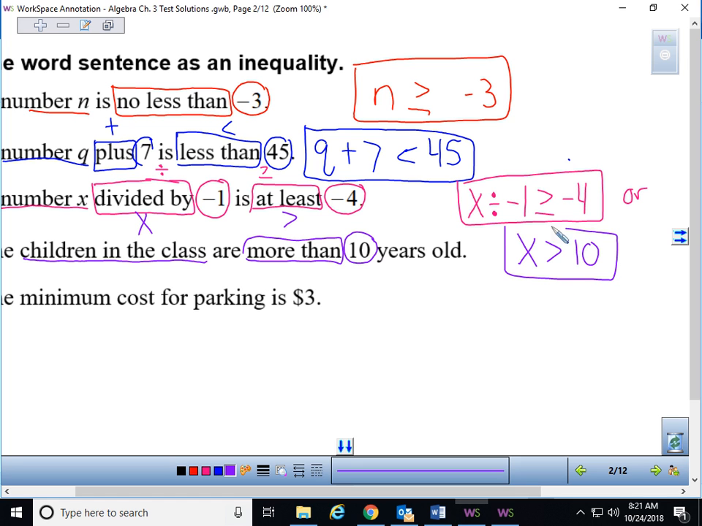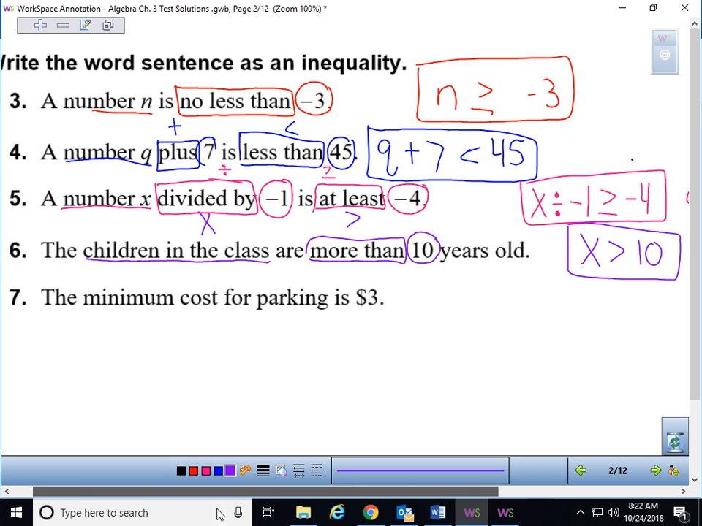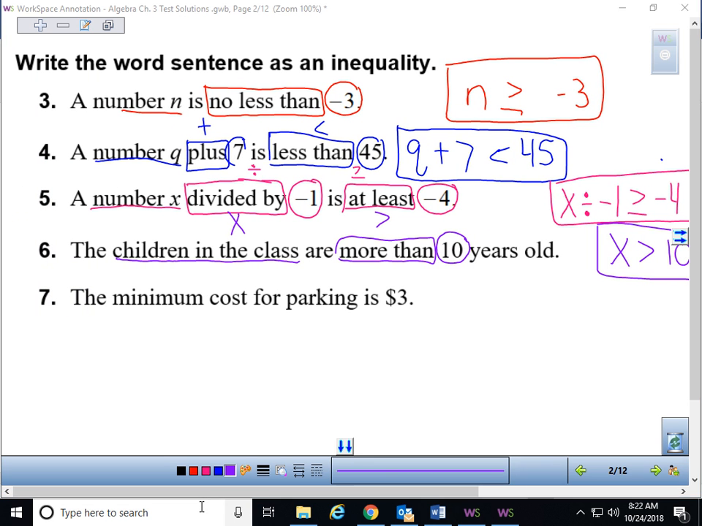That is your inequality statement. Some people mixed up more than with the greater than or equal to symbol. If it was a greater than or equal to, those words would be in the statement, or an equivalent phrase for greater than or equal to, like at least, no less than. Those are just a few examples.